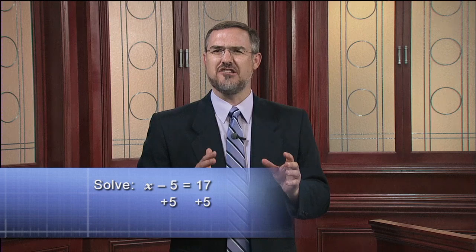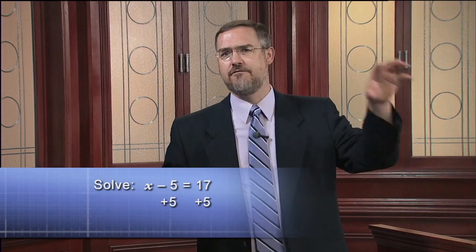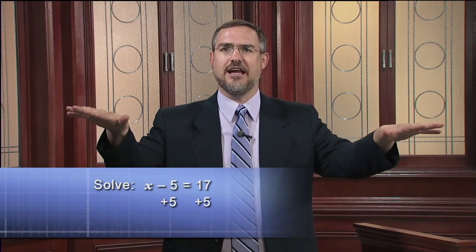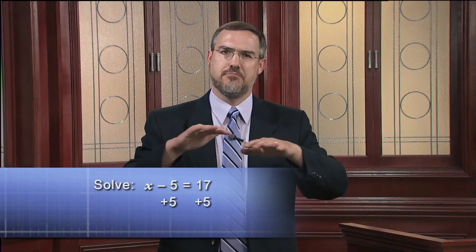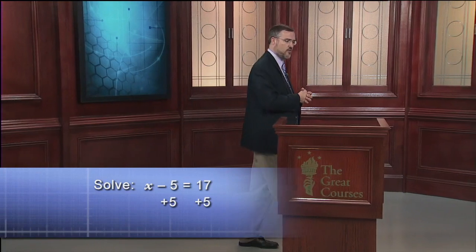I want you to notice that this is sort of like taking a seesaw that's already level and adding 5 pounds on one side or 5 pounds on the other side. If the seesaw was level to start and you add 5 pounds on both sides, it'll stay level. And that's exactly what you want these equations to do as you start to solve them. You want both sides to stay equal throughout the process. So we're going to add 5 to both sides of our equation.